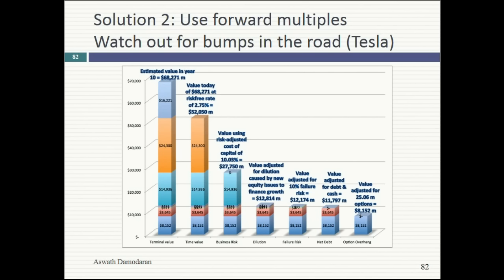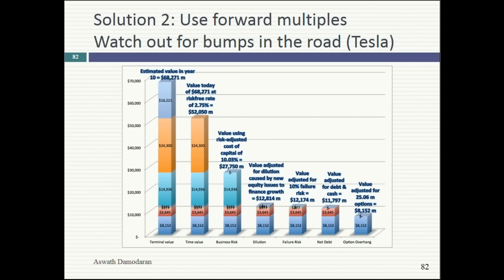First, I start with the terminal value. So you can take your DCF and try this out. I discounted the terminal value at the risk-free rate. You know what that corrects for? Pure time value. No risk adjustment, so pure time value. So I already lose about 16 billion. 68 billion became 52 billion. Then I used a risk-adjusted rate, the cost of capital that I have. The value drops to 28 billion. So my 68 billion became 52 billion with the risk-free rate. Putting in the risk premium knocks down another 25 billion.